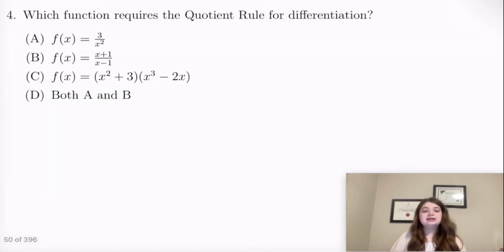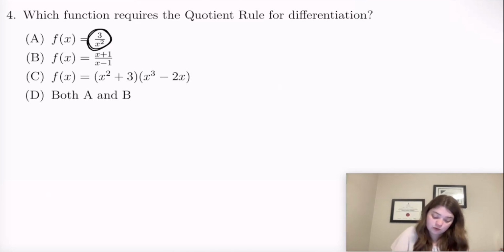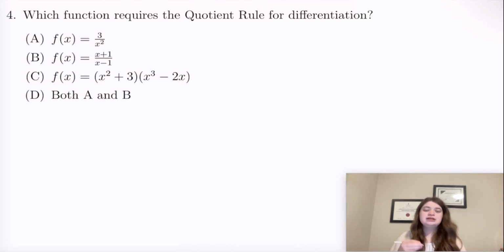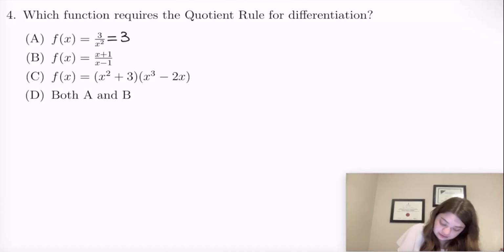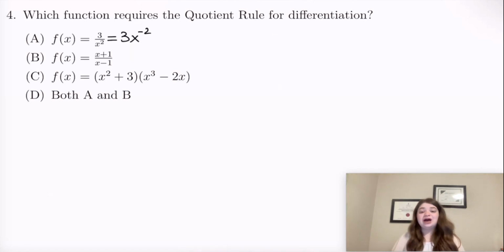The next one asks, which one requires quotient rule for differentiation? So the first one is certainly a quotient, and so we could use quotient rule for this one, but I wouldn't say quotient rule is required because I could also rewrite this as 3 to the power 3 times x to the power negative 2, and if I do that, I'd be able to use the power rule to do it, and so therefore quotient rule isn't required.